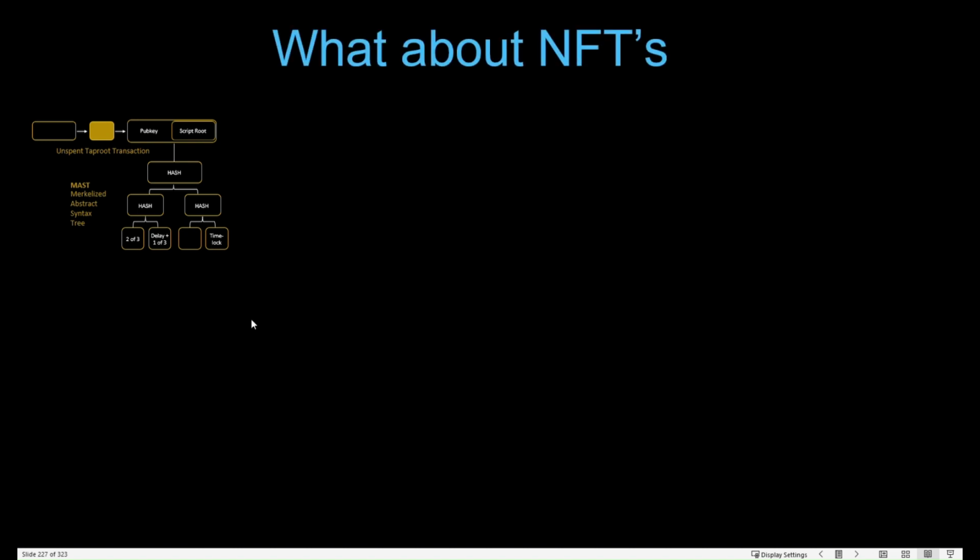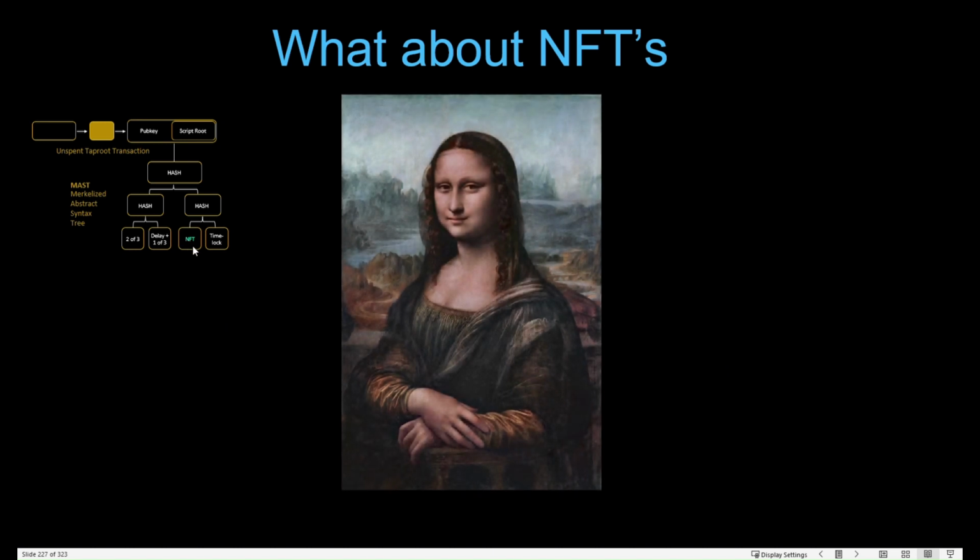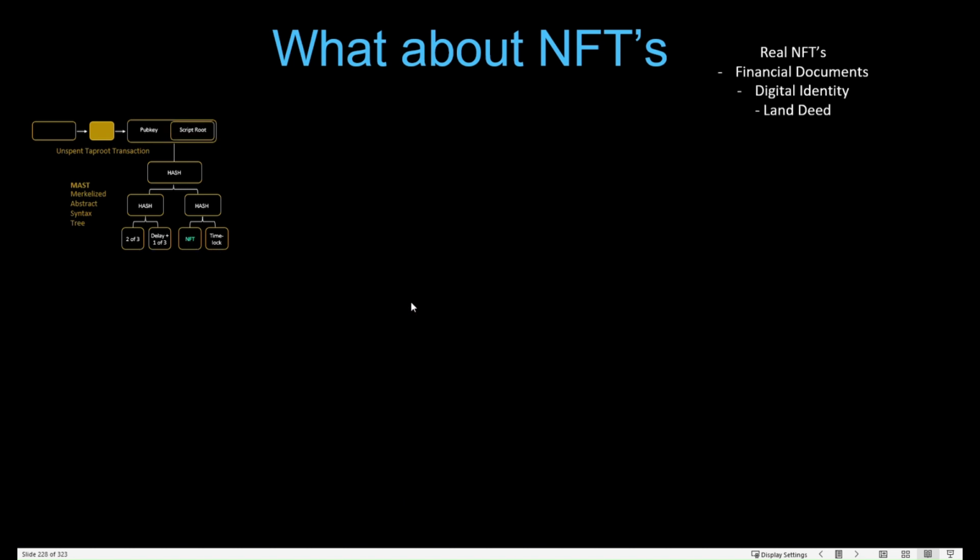So what about NFTs? Now we understand really what Taproot is and what Taproot does. What about NFTs? Well, if you can imagine, why not just store the hash of the NFT in this tree? Here's my little Mona Lisa NFT, and I take this image, hash it, and put it into the Merkle tree. And so embedded within my plain Jane Bitcoin UTXO is proof that this NFT is actually anchored into the blockchain. And I can prove that because I can reveal all the necessary information.